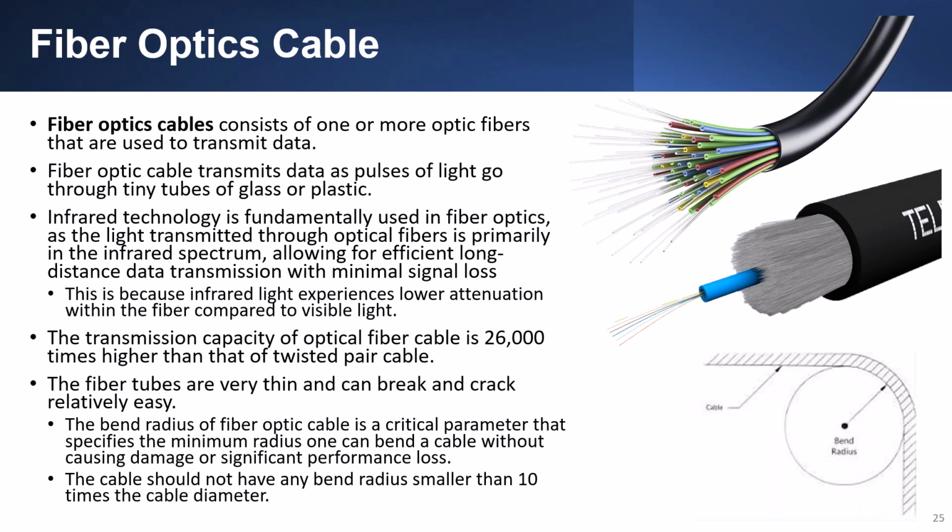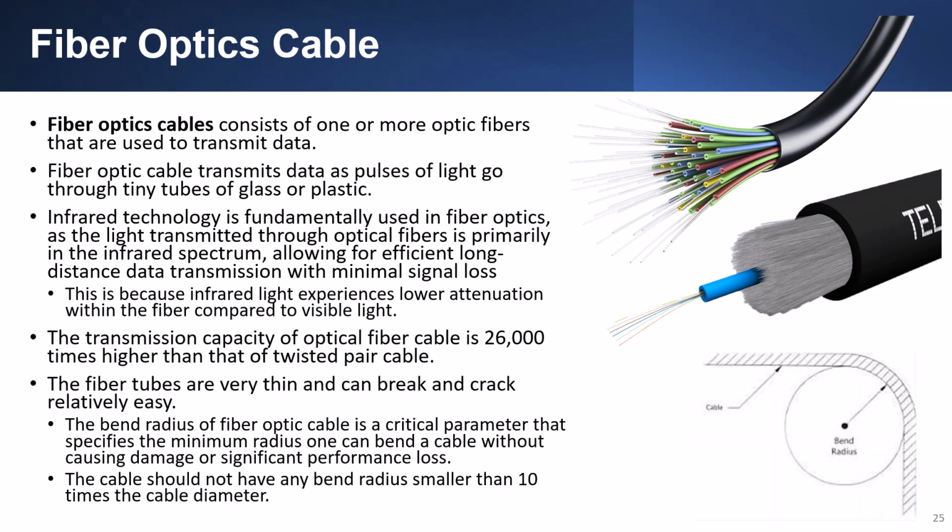Fiber optic cables consist of one or more optic cables that are used to transmit data. Fiber optic cables transmit data as pulses of light that go through tiny tubes of glass or plastic. Infrared technology is fundamentally used in fiber optics, as the light transmitted through optical fibers is primarily in the infrared spectrum, allowing for efficient, long-distance data transmission with minimum signal loss. This is because infrared light experiences lower attenuation within the fiber compared to visible light. The transmission capacity of optical fiber cable is 26,000 times higher than that of twisted pair cable.